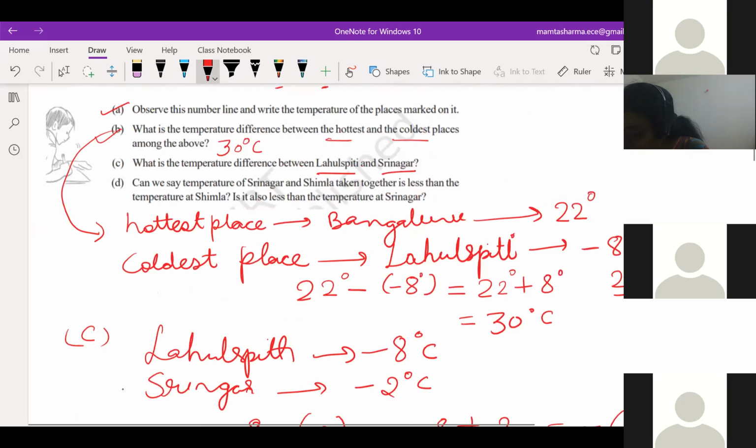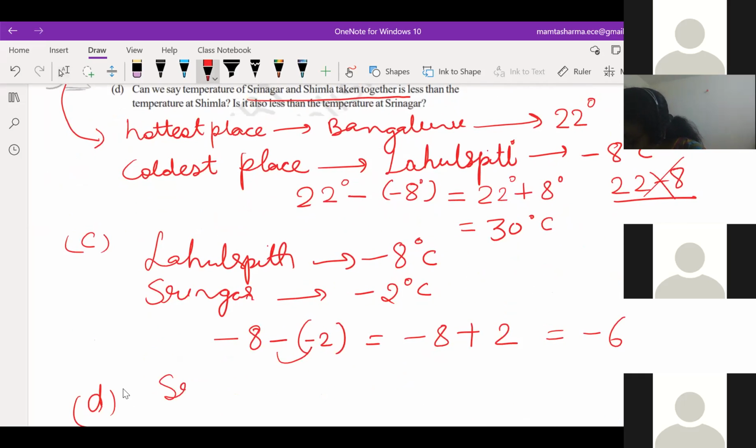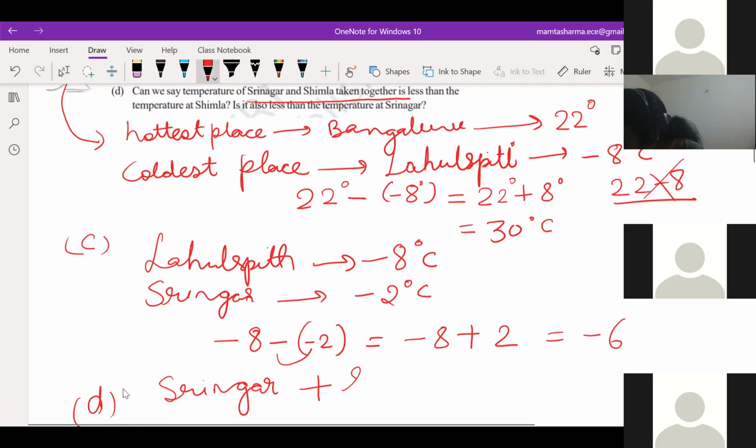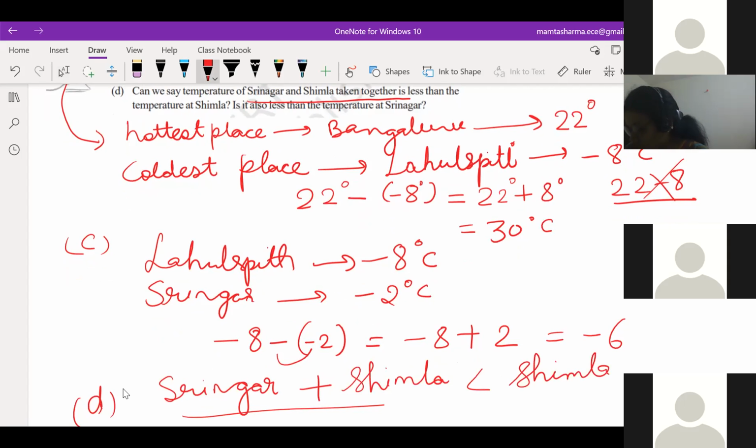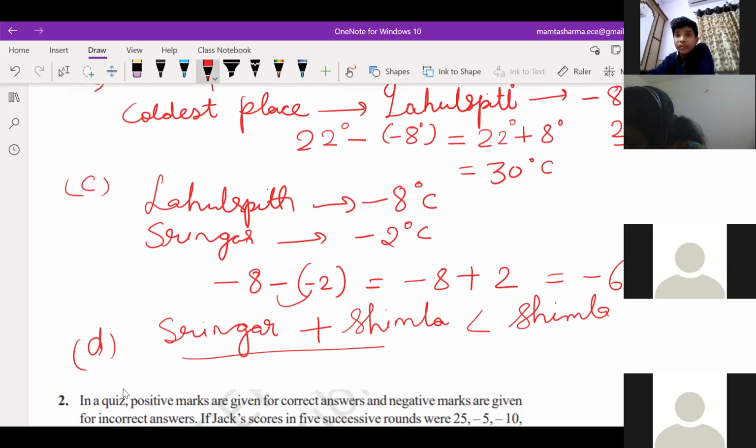Now what is question D? Can we say the temperature of Srinagar and Shimla taken together? Taken together means we have to add the temperatures of Srinagar and Shimla, and check whether this would be less than the temperature at Shimla or not. First, find out the temperature at Srinagar.